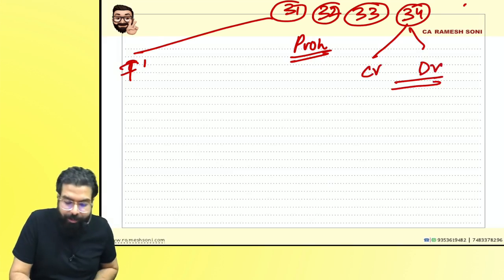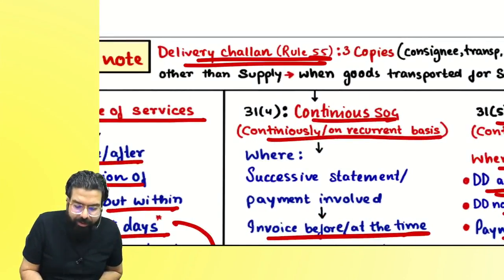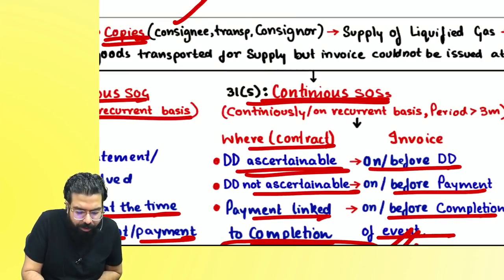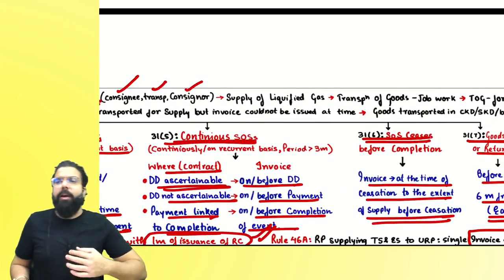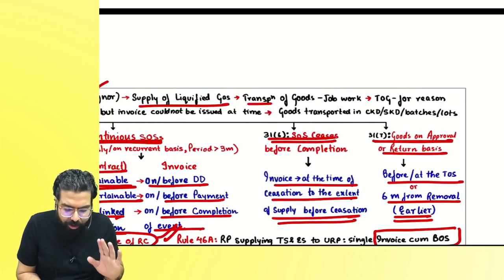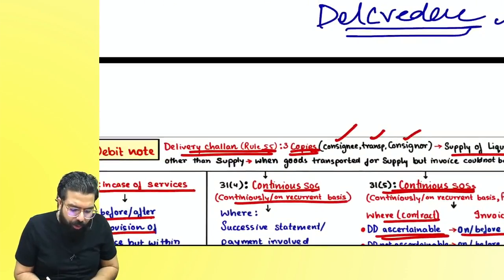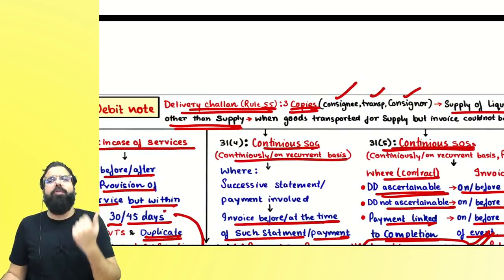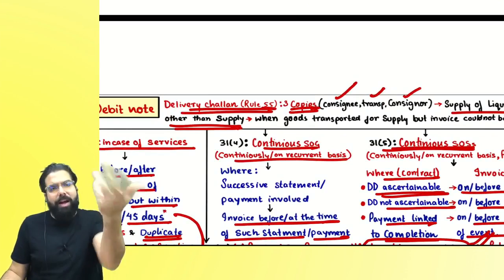Then everyone, we have rule number 55 which goes ahead and says that sir, delivery challan, 3 copies of delivery challan should always be issued. One for the consignee, one for the transporter, one for the consignor. What are the situations when you need to issue delivery challan? Sir, whenever you are going ahead and supplying liquefied gas or transportation of goods you are doing to the job worker or transportation of goods for reason other than supply, when it is not supply, might be I am sending some goods for testing, then in that scenario I will go ahead and issue delivery challan and send the goods.